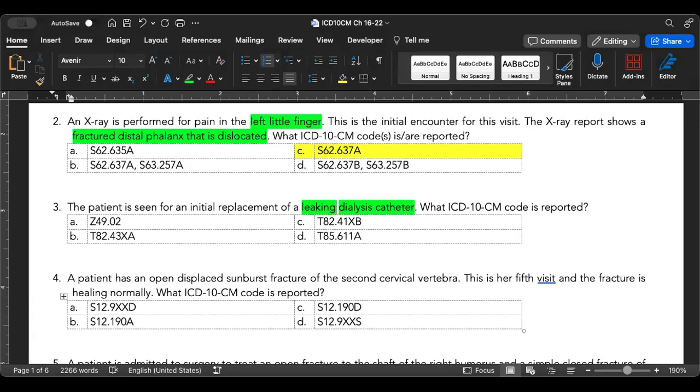So where are we going to find our appropriate 7th characters for T82.43? It's going to be at our T82 category. So what is our 7th character for the T82.43? A. Yep. Because it's our initial encounter, because it's an initial replacement for the leaking catheter. So T82.43 is for leakage of a vascular dialysis catheter, and then initial encounter letter A. Any questions on that one?